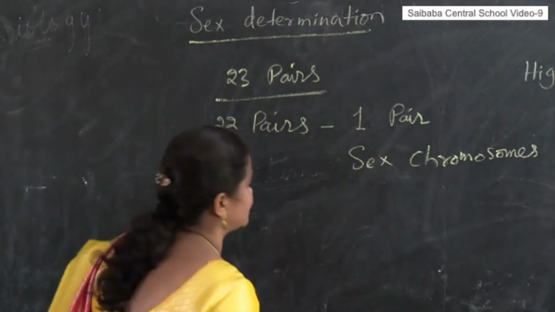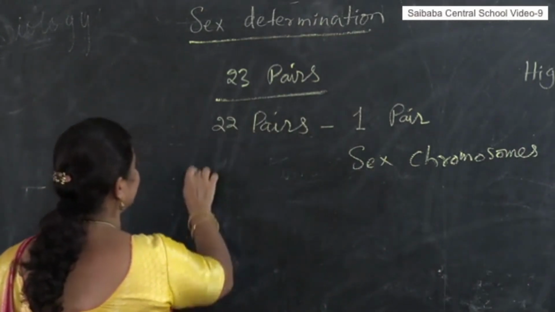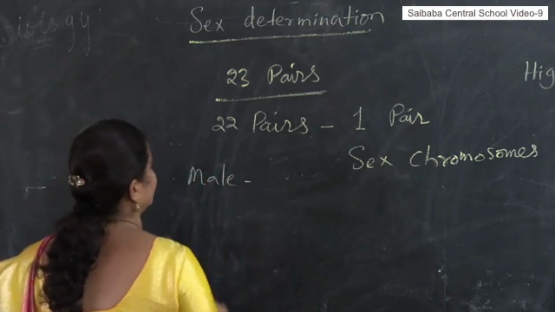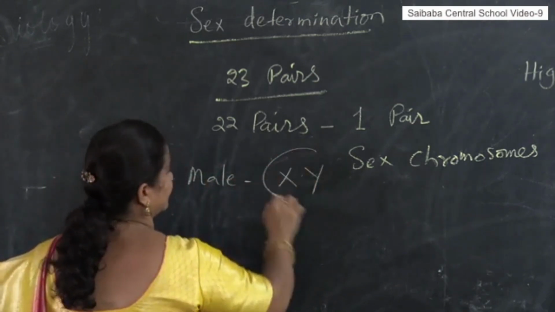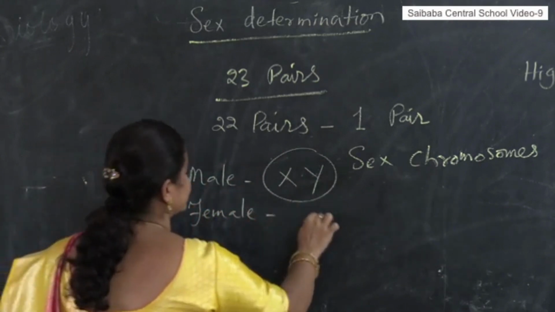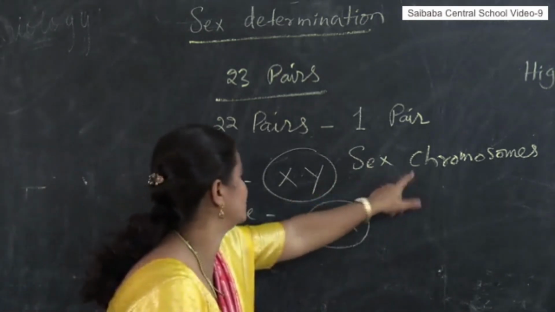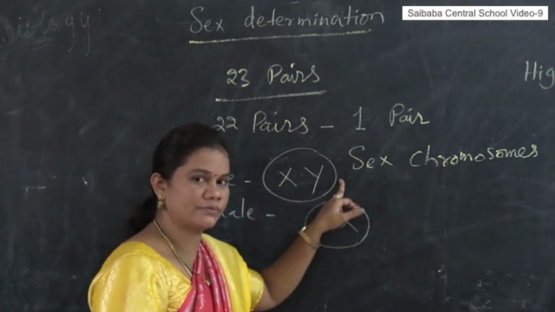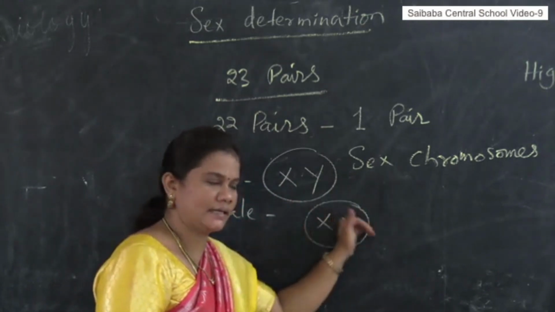So if you clearly observe, the sex chromosomes in male would be in the form of X, Y. X and Y. Whereas in female, they are in the form of X and X. I repeat, sex chromosomes in male would be in the form of XY, and in the female they would be in the form of XX.